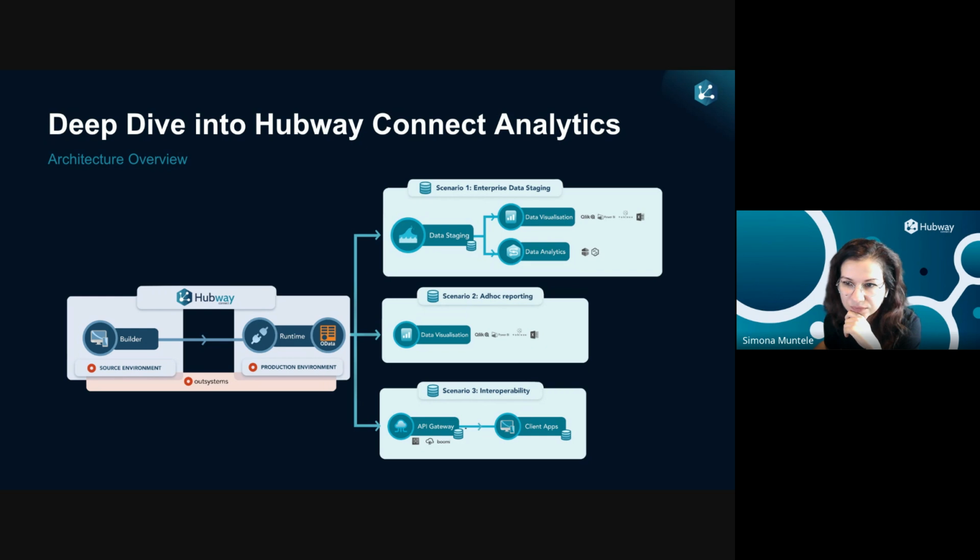Of course. So yeah, in the diagram you're seeing on the screen, we try to bring two different important aspects. On the left-hand side, you see the two key components of the solution. So Hubway Connect is based on a Builder interface, which is a web application that will run on a non-production environment. That's where an analyst can author the APIs. See the Builder as the authoring interface.